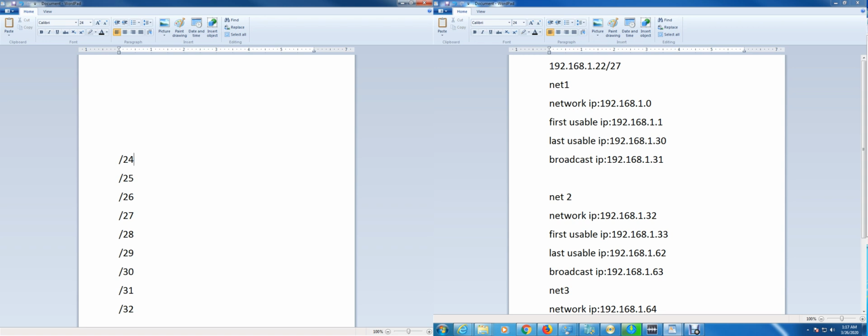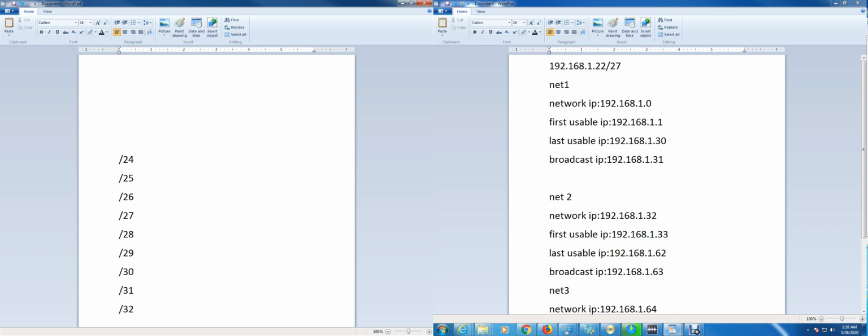Now the way I got all that is the first usable is always 1 higher than the network. Your last usable IP is always the amount of usables that you have, in this case it's 30. So it would be 30 as your last number. Now if we went to /26, it would be 62 as all your usables, because it's 64 minus 2. And then your broadcast is 1 higher than your last usable, 31.